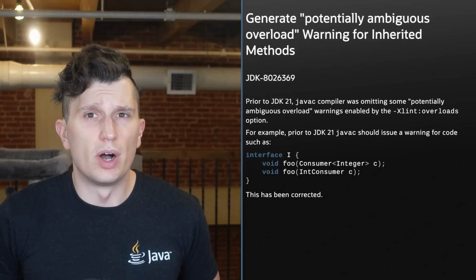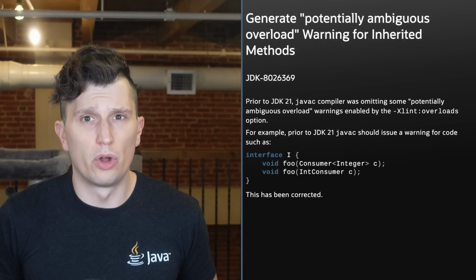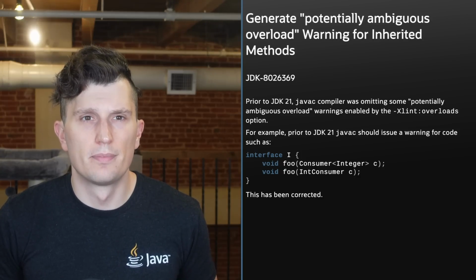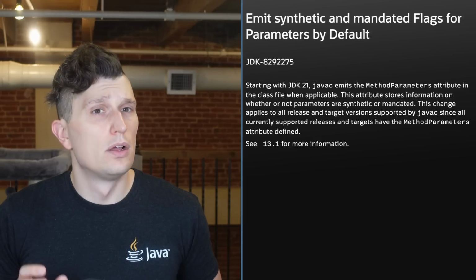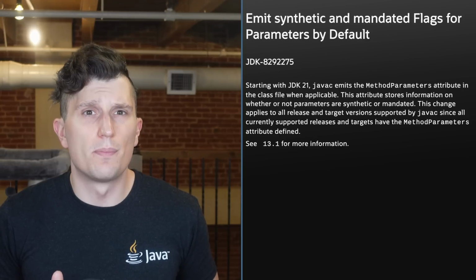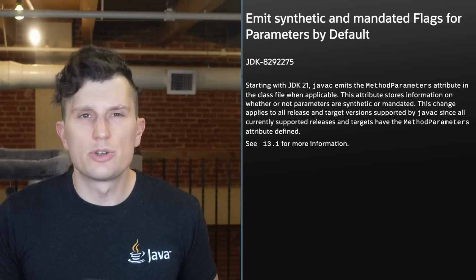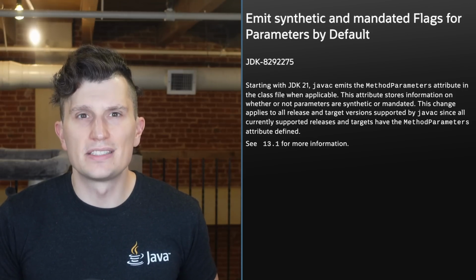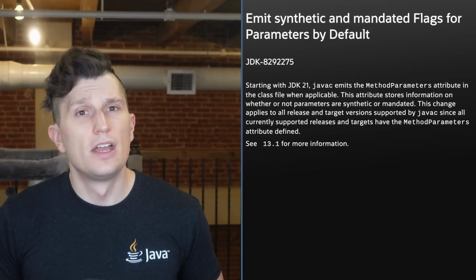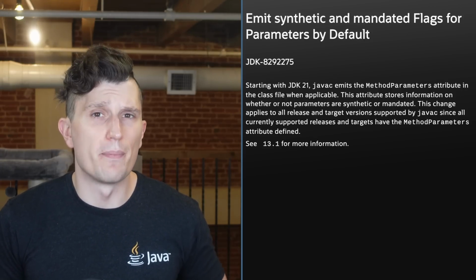Prior to JDK 21, the javac compiler was emitting some potentially ambiguous overload warnings enabled by the -Xlint:overloads option. Prior to JDK 21, the javac compiler did not always mark method parameters as synthetic or mandated. Starting with JDK 21, the javac compiler emits the MethodParameters attribute in the class file when applicable. The attribute stores information on whether or not parameters are synthetic or mandated.